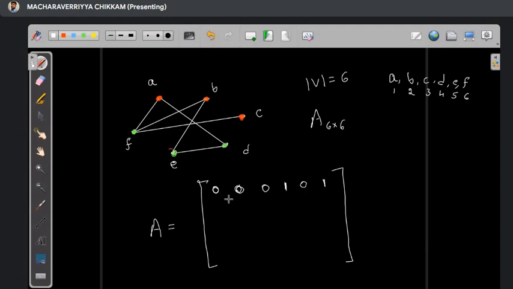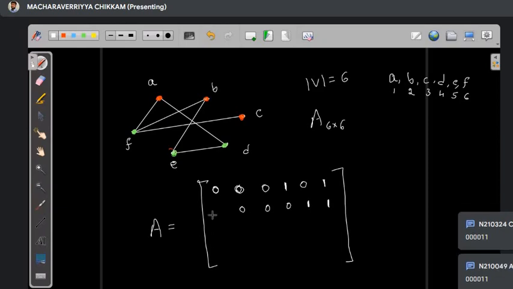Now how about the second row? Okay, now let us fill the second row. Now to fill the second row, you concentrate on B. B is connected to what and what? B is connected to F and E. That's it. So F, it means it is the last position. Here you'll have 1, and E just before it you'll have 1. Now rest of them are 0 because there are no connections.